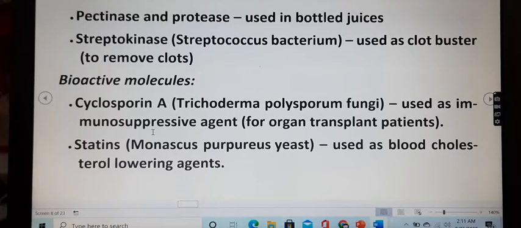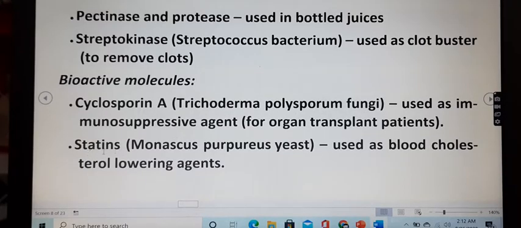So when patients are getting an organ transplant, the immune system of the patient may destroy the transplanted organ, recognizing it as a foreign body in the body. So to suppress the immune system, this cyclosporin A is given as a medicine, and this is synthesized by the fungus Trichoderma polysporum.